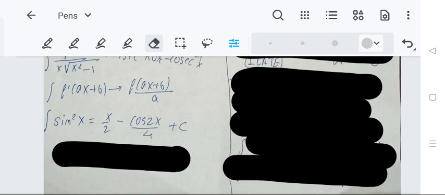This is quite mostly used. You can do this by the cos 2x formula, and you can do it by that method also. Many times it is helpful if you just remember it.